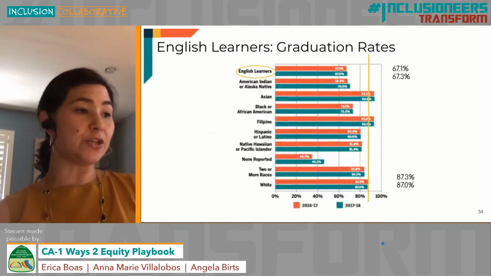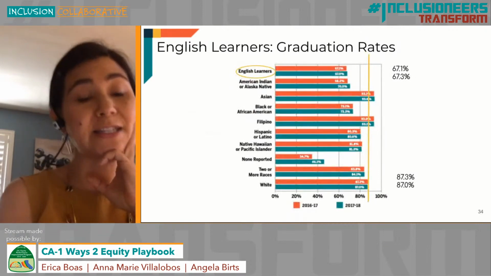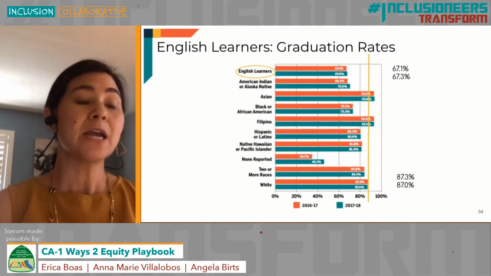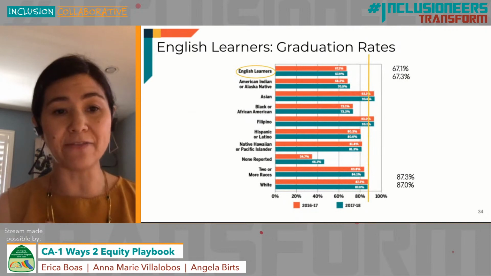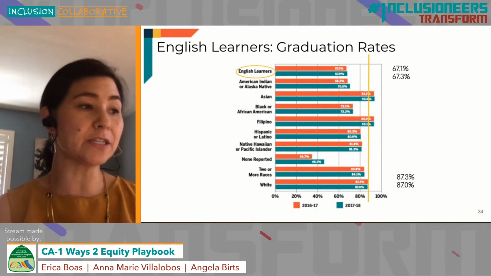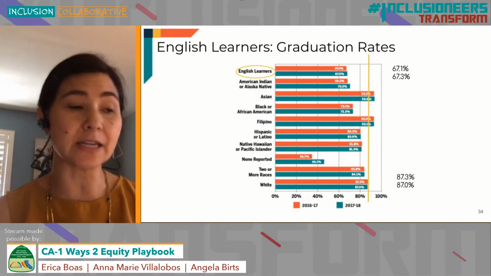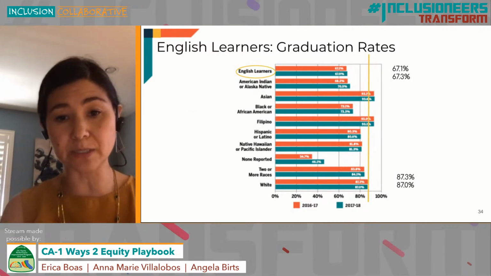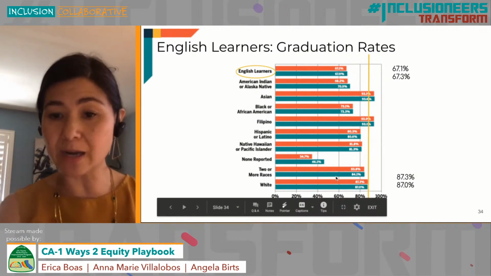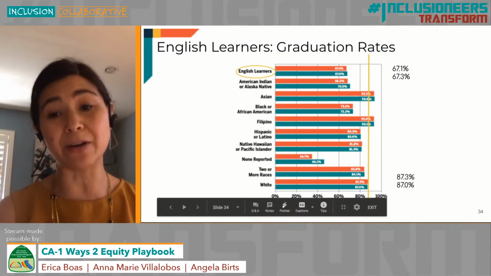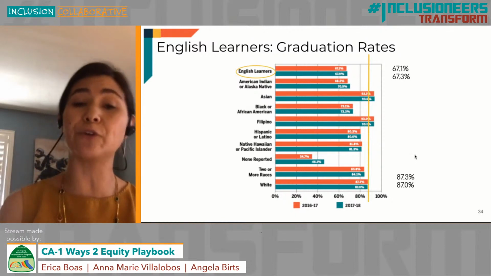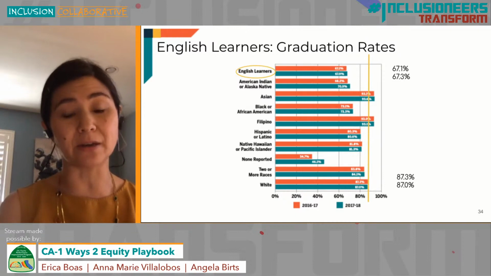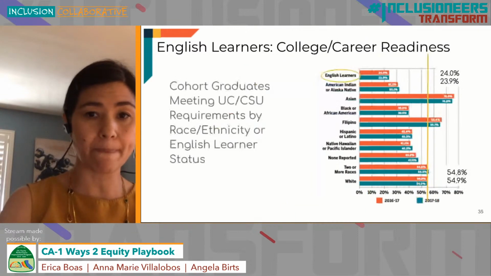So here are the graduation rates for 2016-17 and 2017-18 across student groups. If we look at English learners, which I have circled here, in comparison to white students, we see that there is about a 20 percentage point difference between the groups. So here are white students at the bottom with, for the 2 years, about 87% graduation rate. For English learners, that's a 20 percentage point difference at 67%.